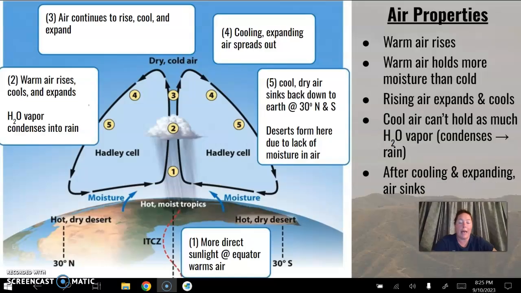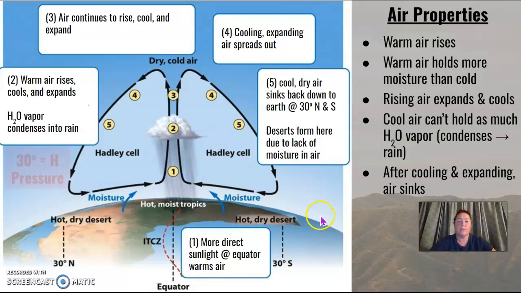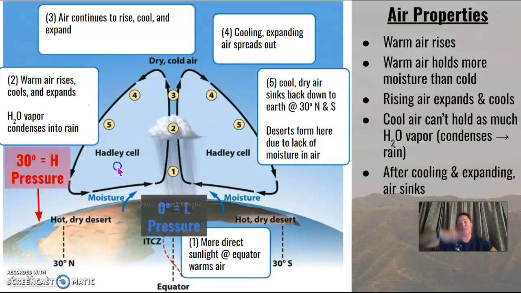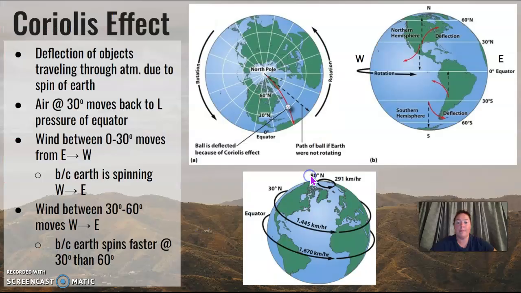So think of that as a big circle that happens, kind of like a convection cell. Right? So at this area here at 30 degrees, you're going to have high pressure pushing back down, because the air is sinking, and at 0 degrees, you have lower pressure. And so that lower pressure is going to allow the cool air to rise.